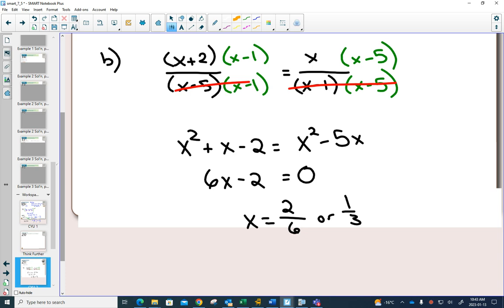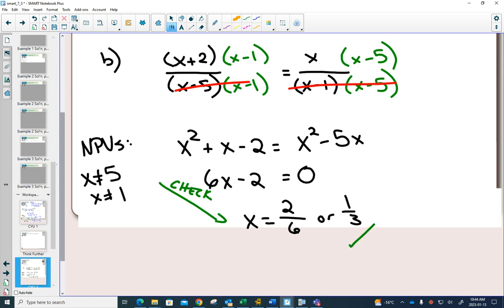We have to do our check with our non-permissible values. Well, are we dividing? Yes, x can't equal 5. x can't equal 1. 1/3 is fine. Perfect.